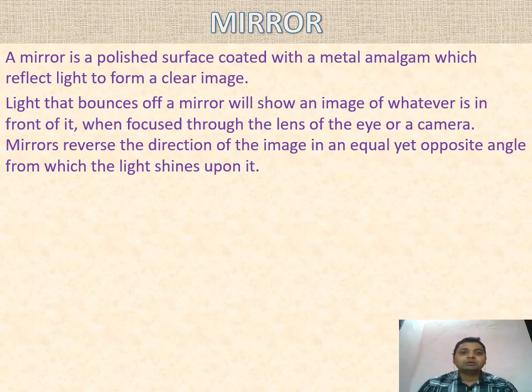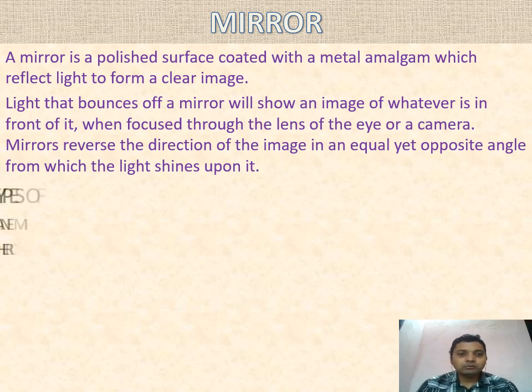So a mirror is a polished surface coated with a metal layer which reflects the light to form a clear image. It will not allow the light to pass to the other side, but all the light returns to the same side, which is also called the reflection of light. Reflection is the bouncing back of light, the return of light to the same medium.